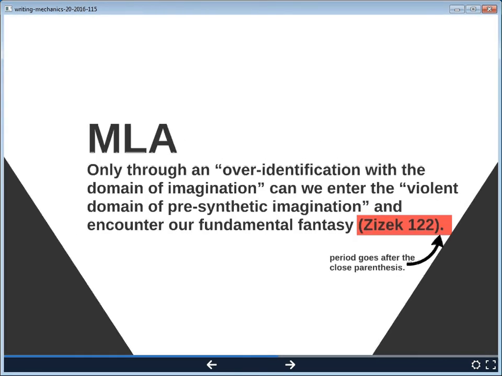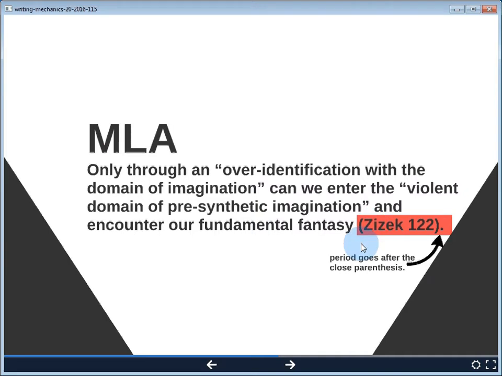MLA and APA work a little bit differently, so we have the same quote, but then we have the in-text citation, which has the author's last name, no punctuation, and then simply the page number. Also note that the period goes after the closed parentheses. So this quote that we've used in this sentence comes on page 122 of the Žižek text. Now if we went to the bibliography or the works cited list at the end of the paper, we'd find an entry for Žižek, and it would have a bunch more information like the title of the text and the place of publication, the publisher, and the page numbers and the titles and all that stuff.